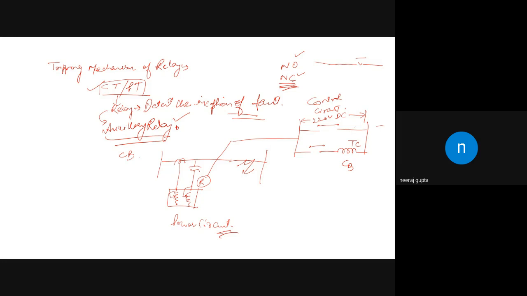Now let us suppose we have a normally open contact. Whenever a fault occurs in the system, the signal from R is given to this, and as a result the normally open contact will get closed. Now we have another kind of relay, let us suppose the number of this relay is 86, and this is the auxiliary relay.